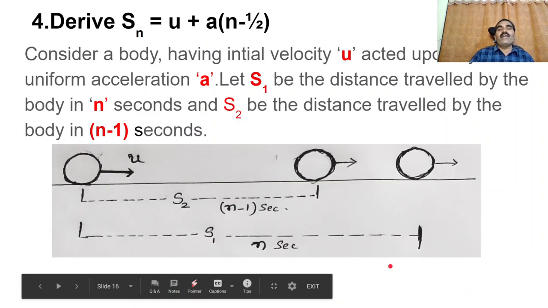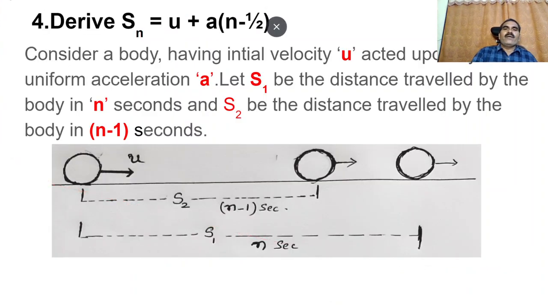Next, it is very, very important. But in our syllabus, in our 9th class, it was not given. But we may use this formula in doing the problems in our 9th class syllabus. So, for this purpose, once again, you have to consider a moving body. Let u be the initial velocity of the body acted by an acceleration a.